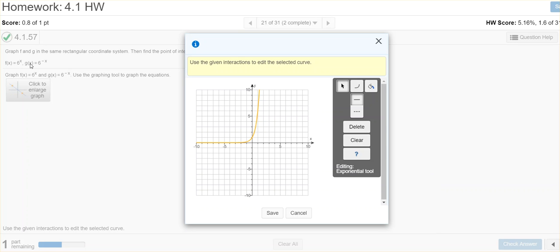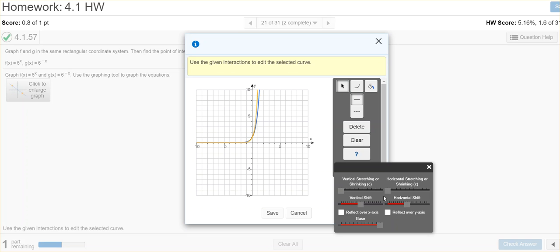Now let's graph g of x, which is 6 to the negative x. Recall that a negative in front of the x will reflect it over the y-axis. I start by graphing another exponential function. So I select the exponential tool, and I need a point. On every exponential in standard form, a point is over 0, up 1. I click there, and this box opens up.